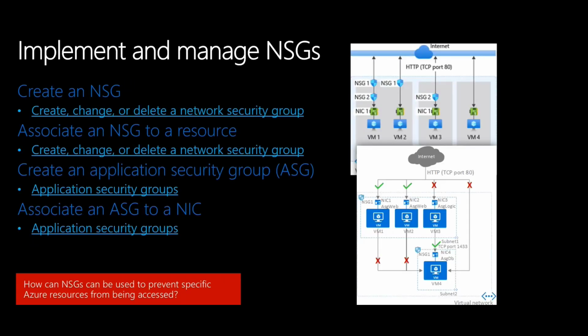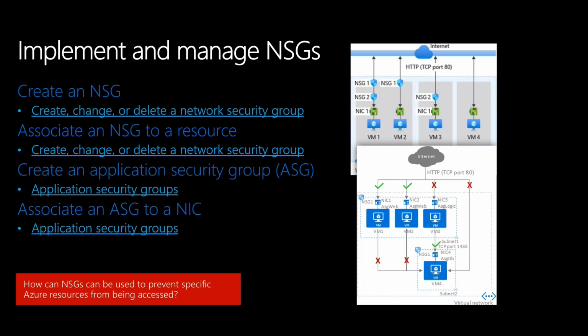A network security group in Azure allows you to filter network traffic to and from Azure resources in an Azure virtual network. So a network security group contains security rules that either allow or deny inbound network traffic to or outbound network traffic from different types of Azure resources. For each rule that you define, you can specify source and destination, port, and protocol.